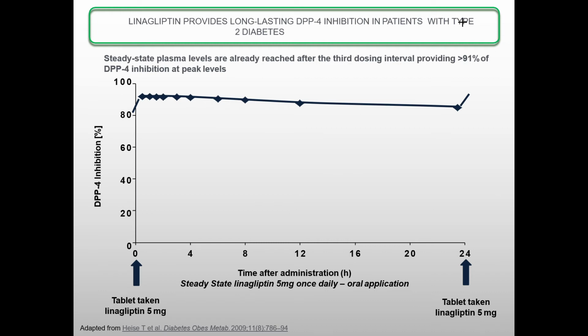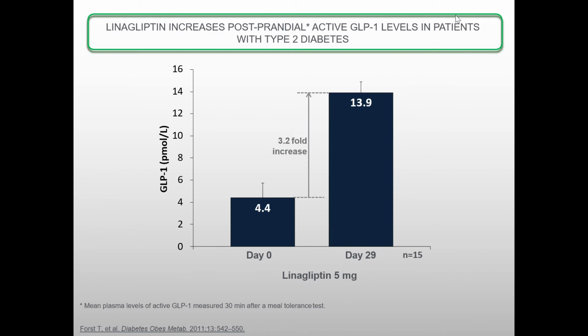Now, this is about the long lasting effect of inhibition of DPP4 by linagliptin. Suppose the patient has taken linagliptin today, and we will see that even after 24 hours, that is even after 1 day, it keeps the enzyme inhibited by more than 80%. Linagliptin keeps the enzyme inhibited even after 24 hours by more than 80%. So it has a long lasting effect on inhibiting the DPP4 enzyme.